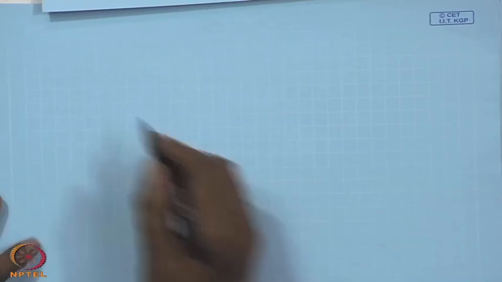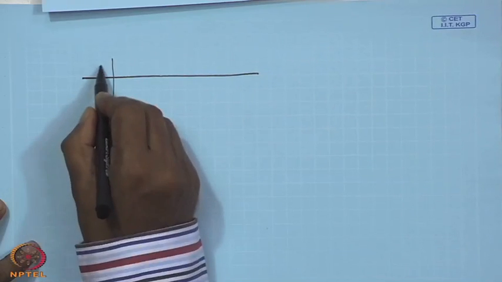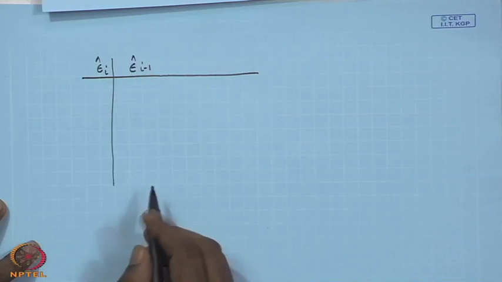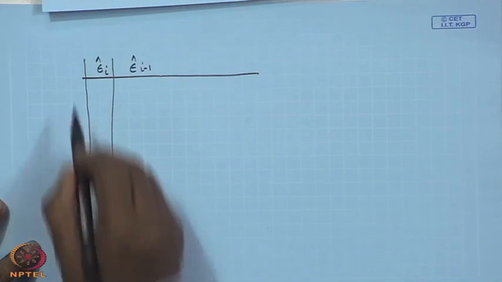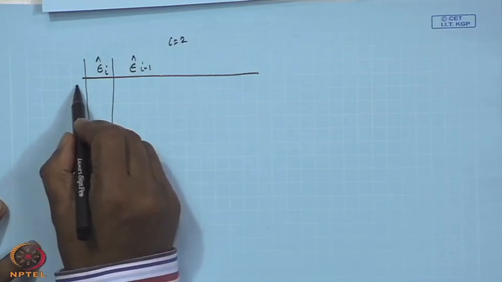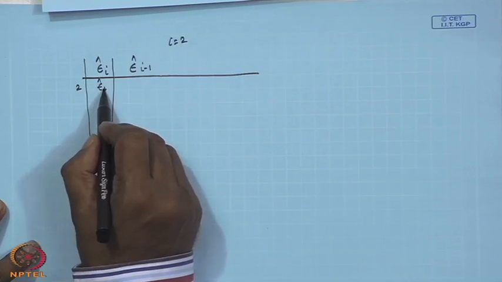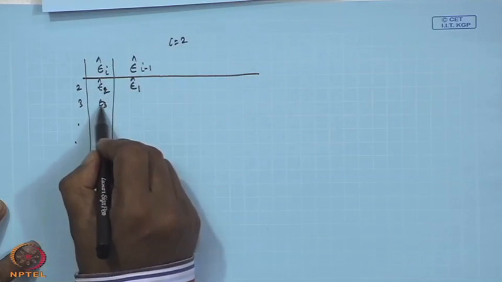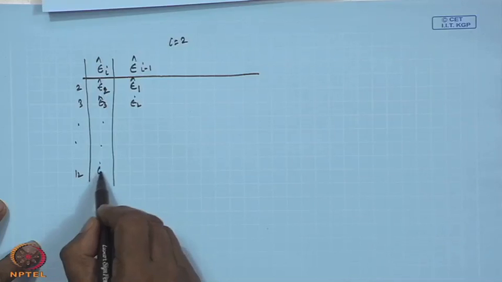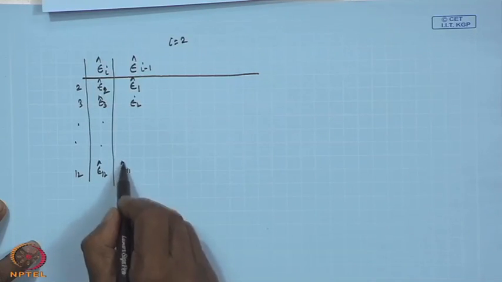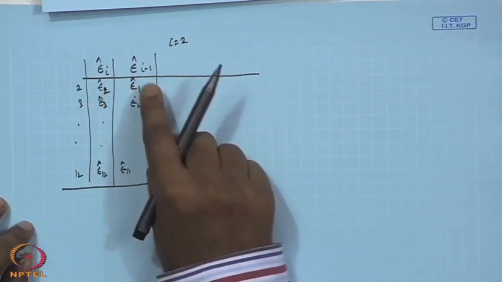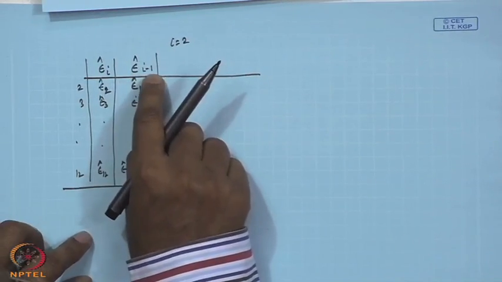So, all of us know the correlation part also. Suppose if there is correlation, this is epsilon i and this is epsilon i minus 1. When i equal to 2, this will be 2 and this will be 1. Then this will be 3, this will be 2. Ultimately this will be 12, this will be 11. So, that means if there is correlation, for different values of i, you can think of that i minus 1 we have given here.